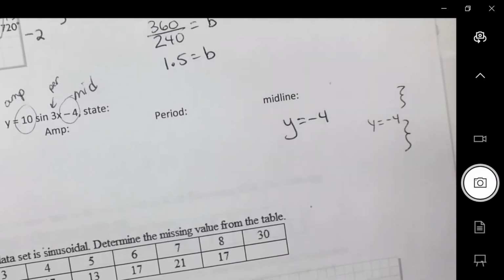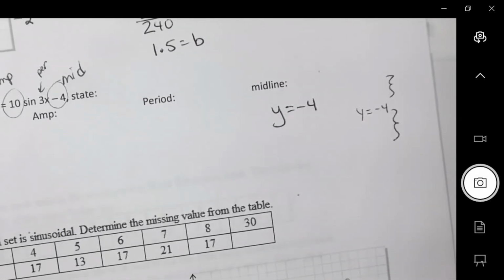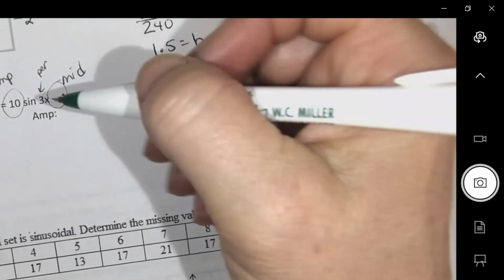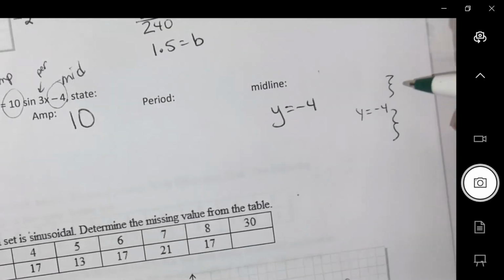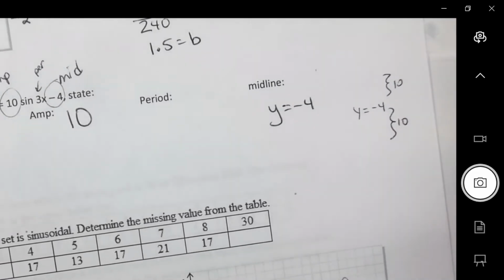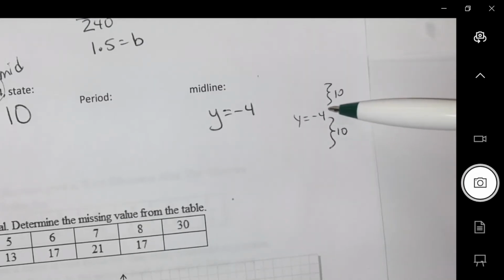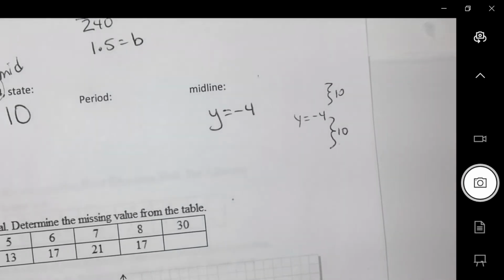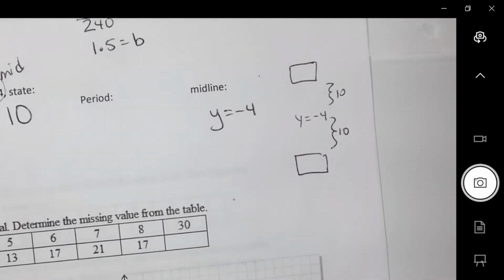Okay, what is the amplitude? That's next. We'll do 10 is the amplitude. Okay, can you visualize this happening? Here's the middle. You have to go 10 lower and 10 higher then. So what is your bottom value? What's your top value? If you go 10 below, 10 above.